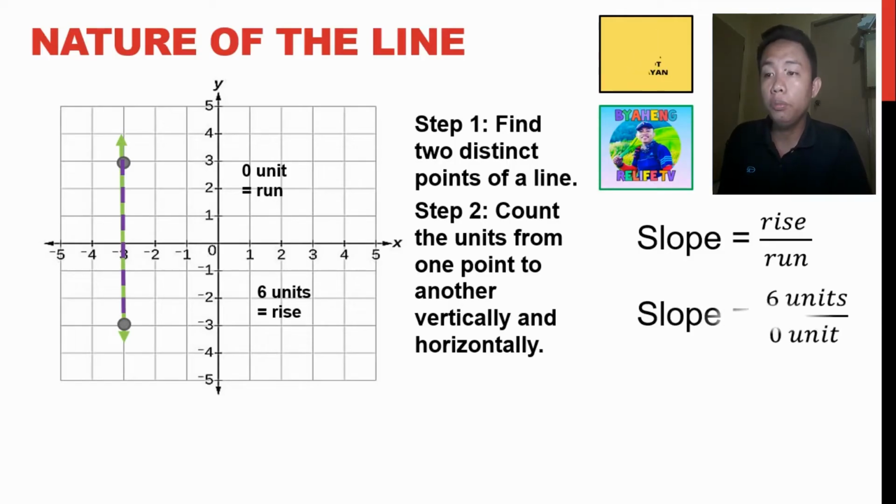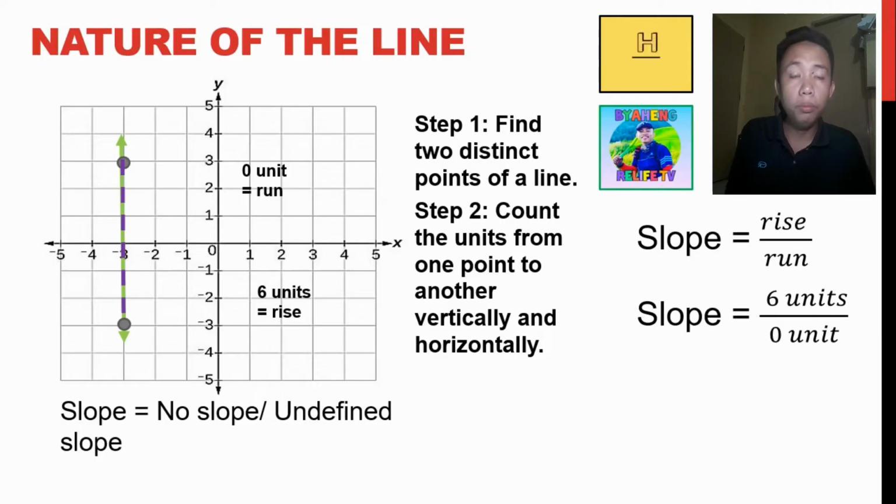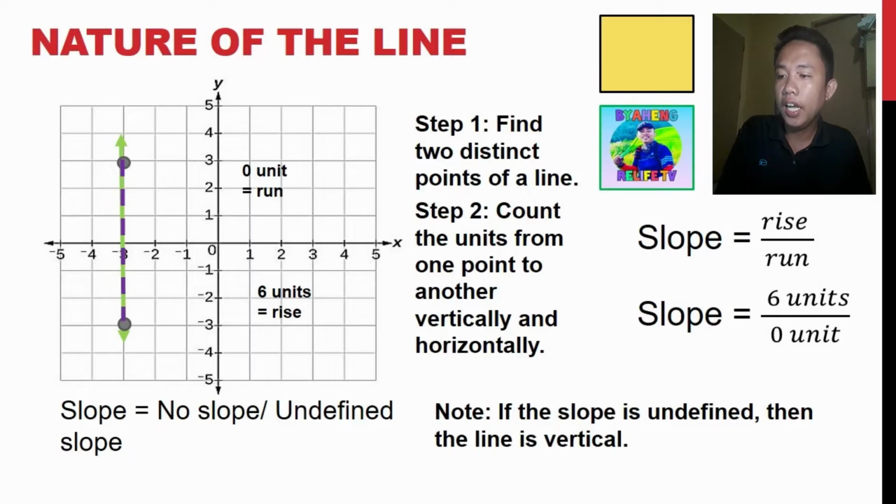So, having our slope, it is 6 units over 0 units. Ngayon, ang slope niya ay undefined or no slope. Bakit po? Kasi, whenever we're trying to divide a number by 0, automatic, nagiging siyang undefined. So, ibig sabihin, ang slope ng isang vertical line ay undefined. So, yun po yung ating nature ng mga line. At yun yung pagkuha ng slope gamit ang ating graph.